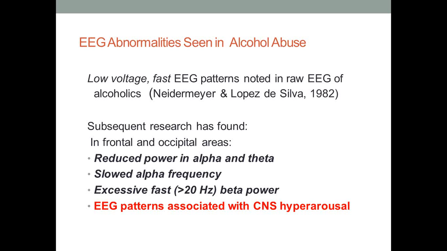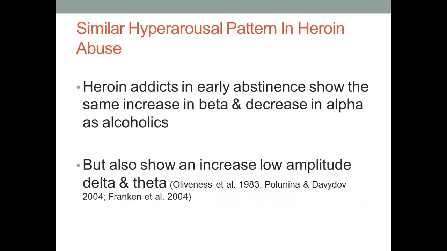Also, other research has found, in the frontal and occipital areas, reduced power in alpha and theta, slowed alpha frequency, and excessive fast beta, or high beta as we may call it. All of these patterns are associated with central nervous system hyperarousal. You'll see a similar hyperarousal pattern in heroin abuse. Heroin addicts in early abstinence show the same increase in beta and decrease in alpha as the alcoholics do. They'll also show an increase in low amplitude delta and theta.